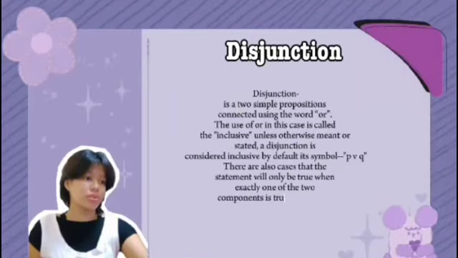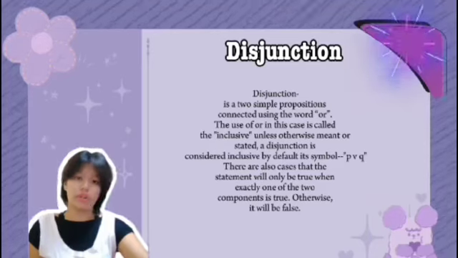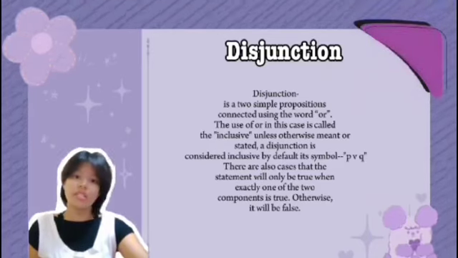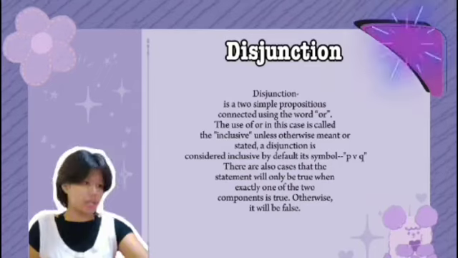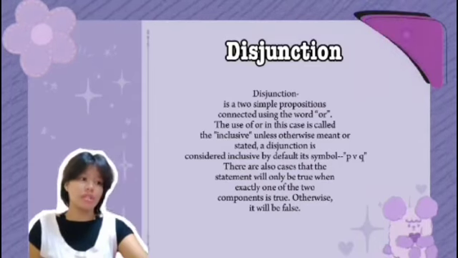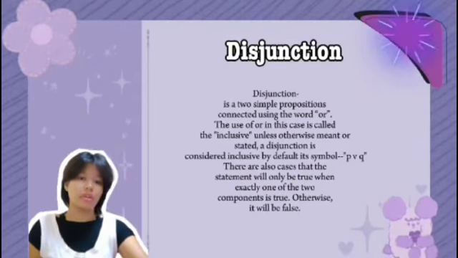A disjunction is two simple propositions connected using the word "or." The use of "or" in this case is called inclusive, unless otherwise meant or stated. A disjunction is considered inclusive by default: P or Q.